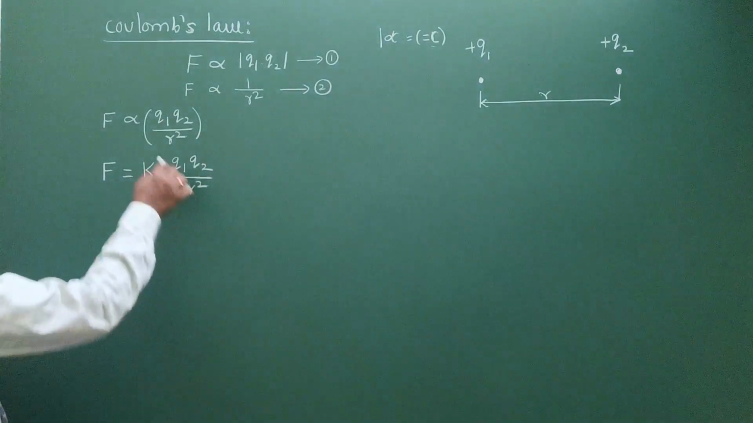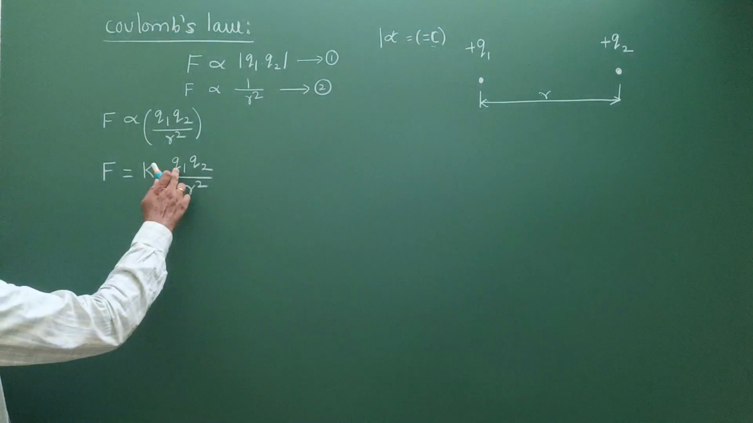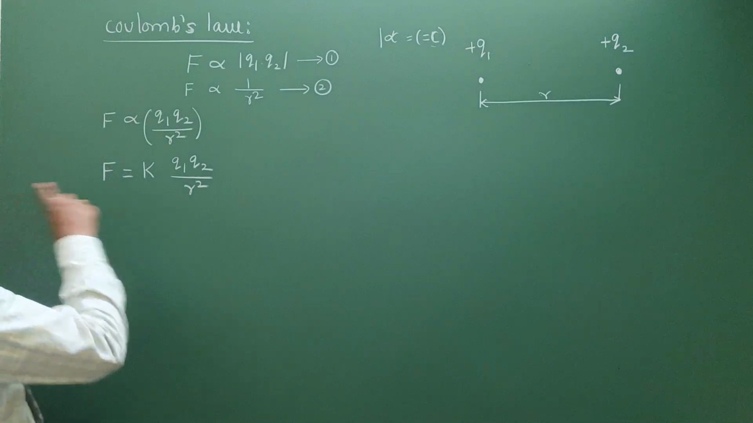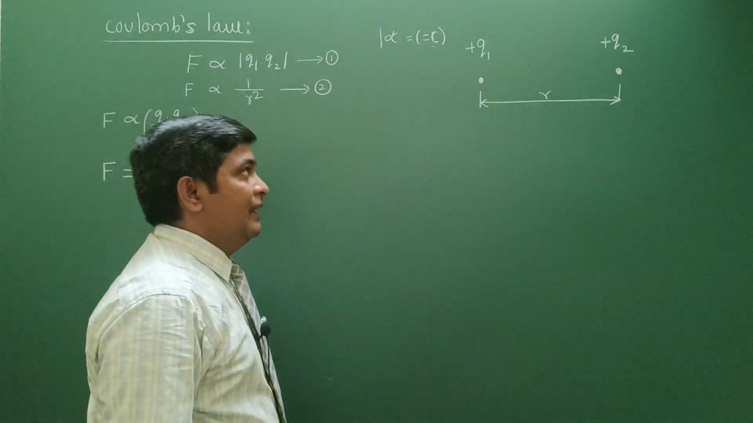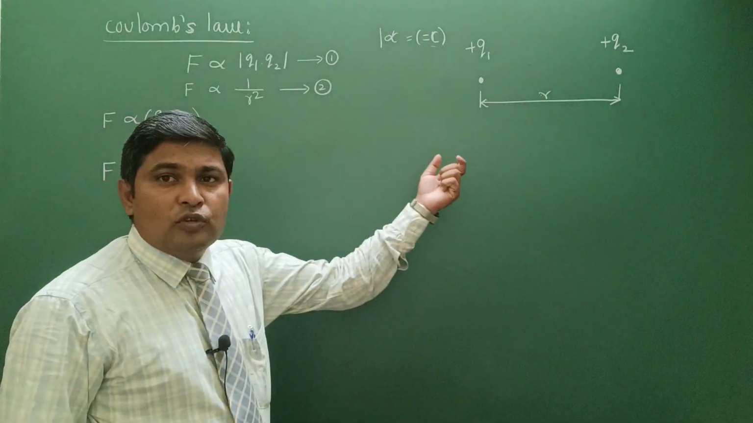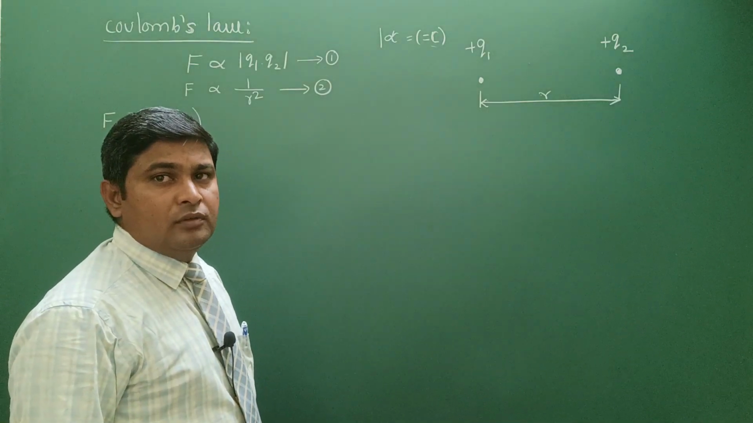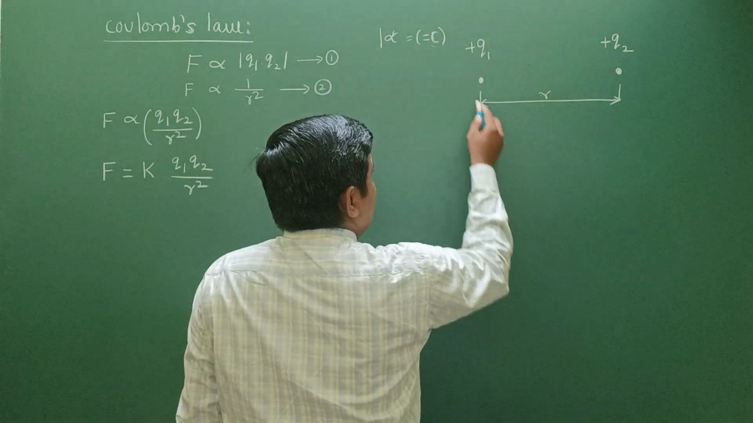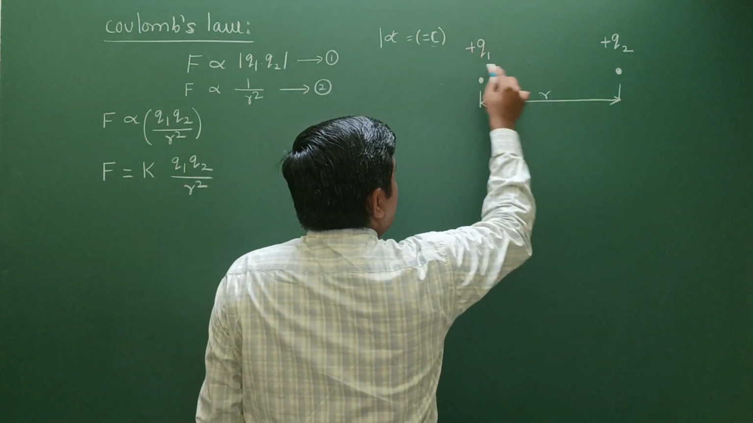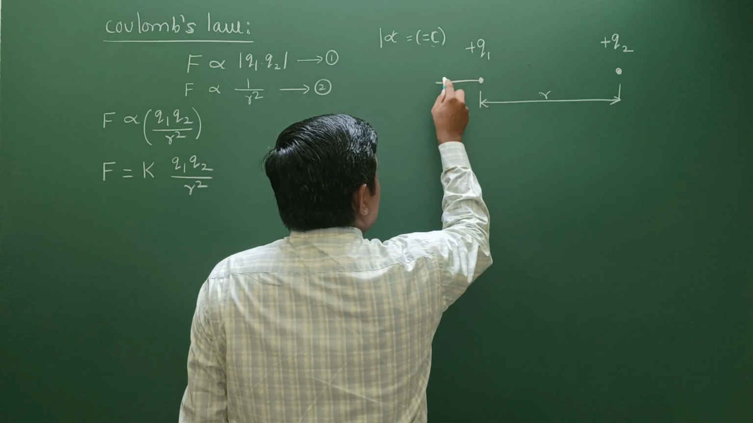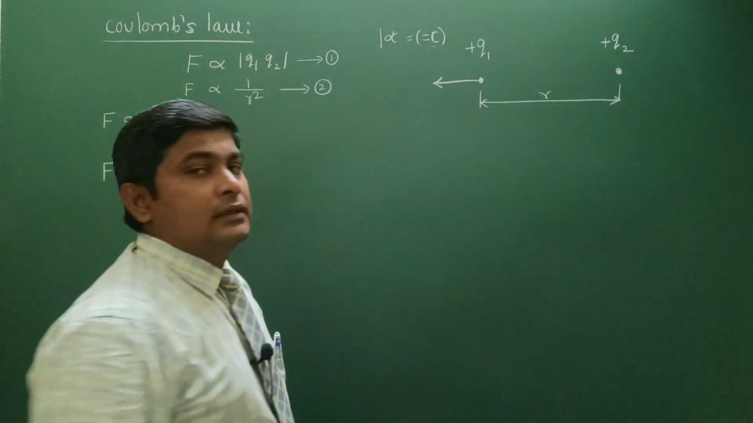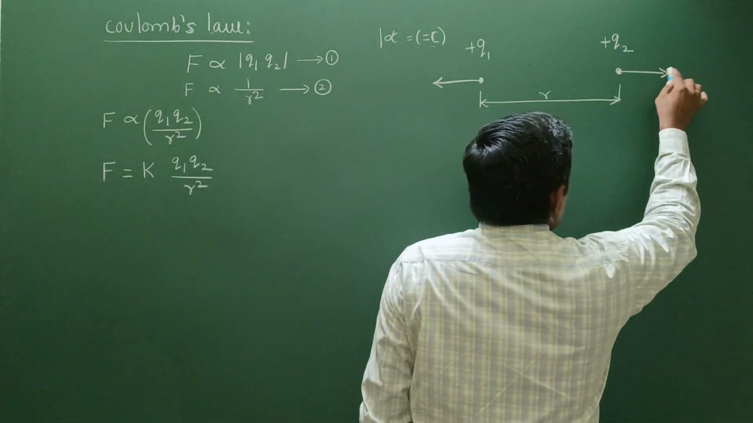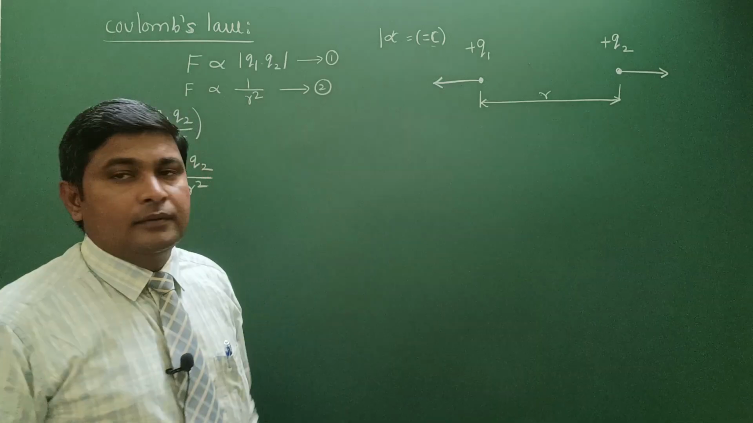So what is this k here? We know q1, q2, r square and F. These two charges are like charges, so what is going to be the force, attraction or repulsion? Surely it is going to be repulsive, because they are just going to be pushed away from each other.